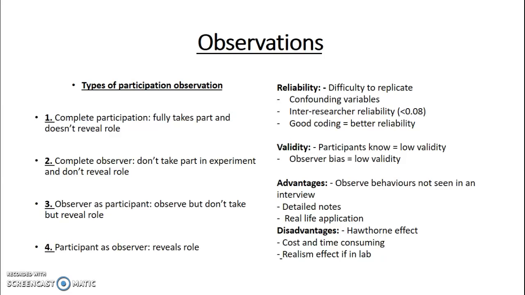So reliability is difficult to replicate. There's also confounding variables, and then there's the inter-researcher reliability, so the actual researcher involved. If you have good coding, that also means there will be better reliability. So also with validity, if the participant knows, then there's low validity because they know they're being watched. And if the observer is the researcher, then there's also low validity because they will probably want to be looking for the answers that they want.